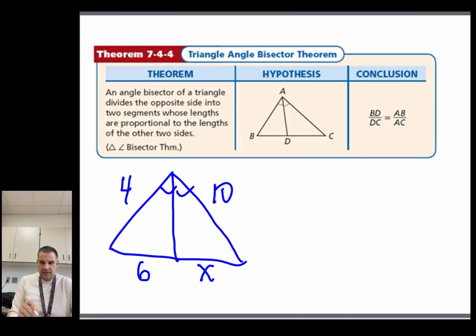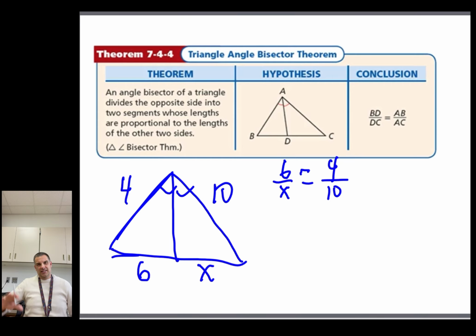If you go by their definition, they're going to say 6 over x, the 2 bottom pieces. The 6 has to go with the 4 and the 10. That's what they're going to use. I don't like to do it that way. I like to do the left-hand side as a proportion and the right-hand side as a proportion.